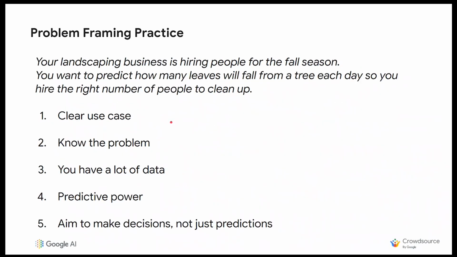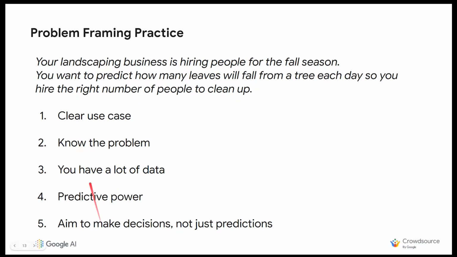Problem framing practice. This is a new example. Your landscaping business is hiring people for the fall season. You want to predict how many leaves will fall from a tree each day, so you hire the right number of people to clean up. To sum up the objective, you have a business, you need to find out how many leaves fall in a particular season, and based on that you need to hire people.